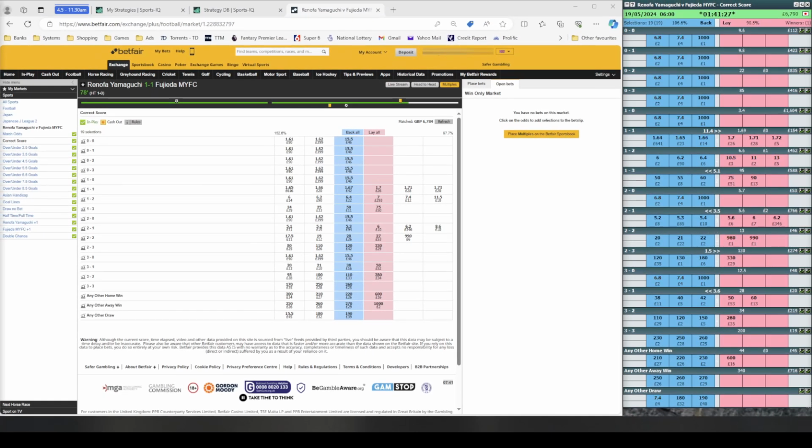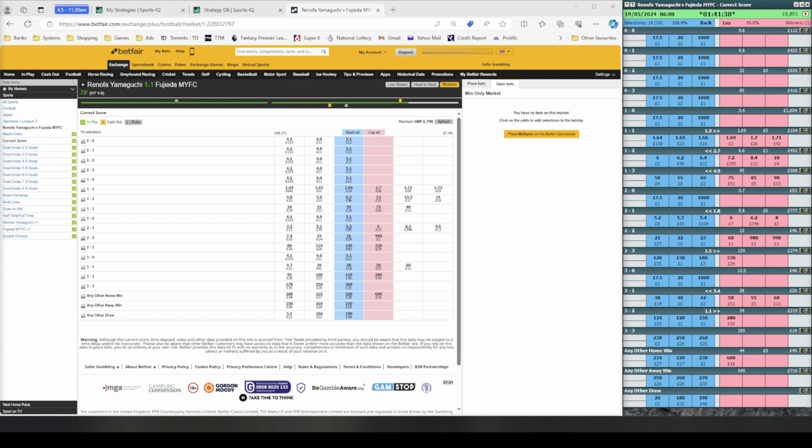So first up is a match between Renofo versus Fujieda in the Japanese J-League 2. The current score is 1-1 and we're close to the 80th minute. Yes, Betfair is saying the 78th minute, but you'll always find Betfair shows the time of the match a few minutes behind the actual time. As you can see, I'm also using Geek Toys throughout my trades to green up, to the annoyance of James, but he'll get over it.